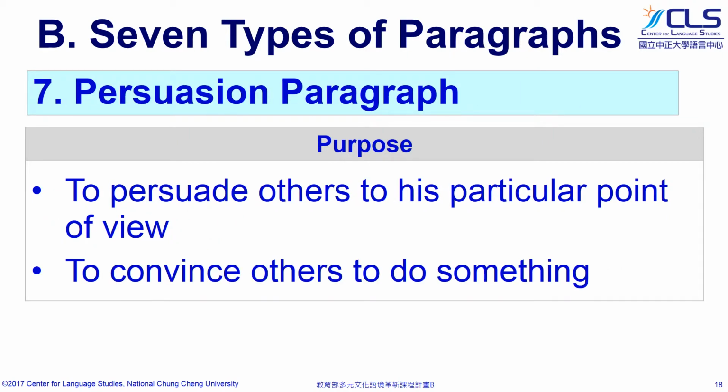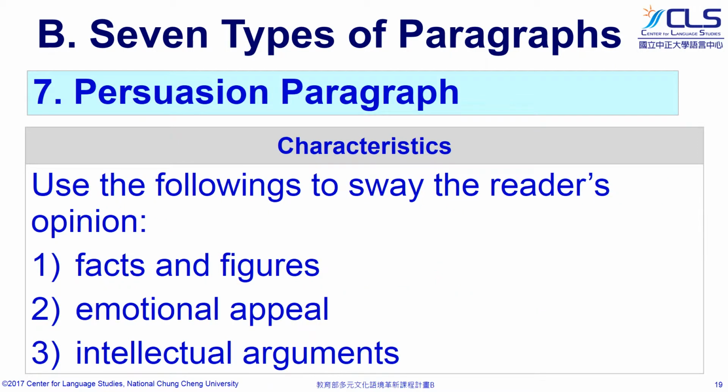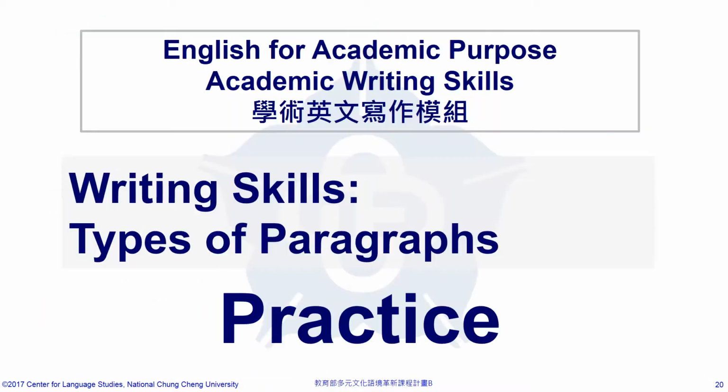Finally, a persuasion paragraph can be used to persuade others of the writer's point of view or to convince others to do something. So, we can use facts and figures, emotional appeal, and intellectual argument to sway the reader's opinion. We've learned the purposes or characteristics of the 7 types of paragraphs. Now, let's practice to check how much we have learned.